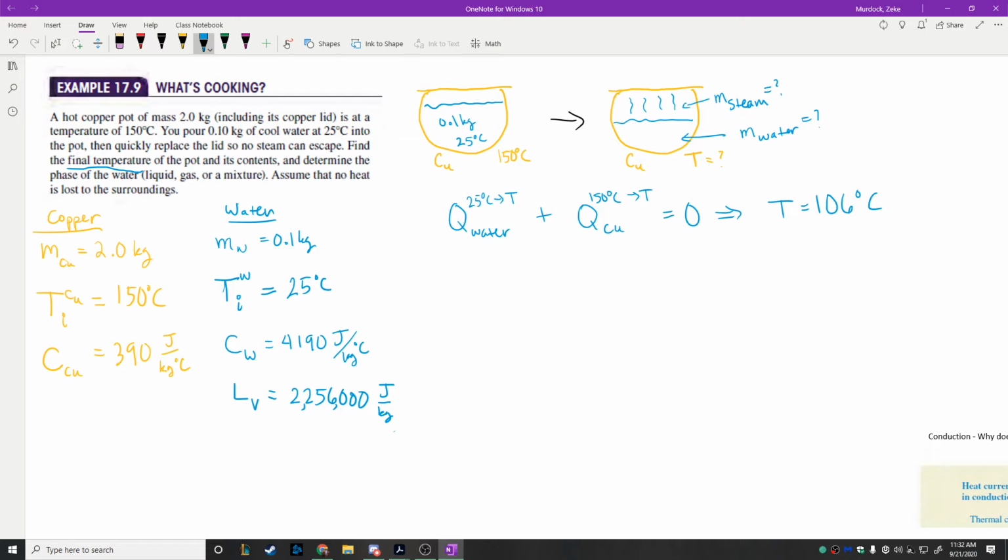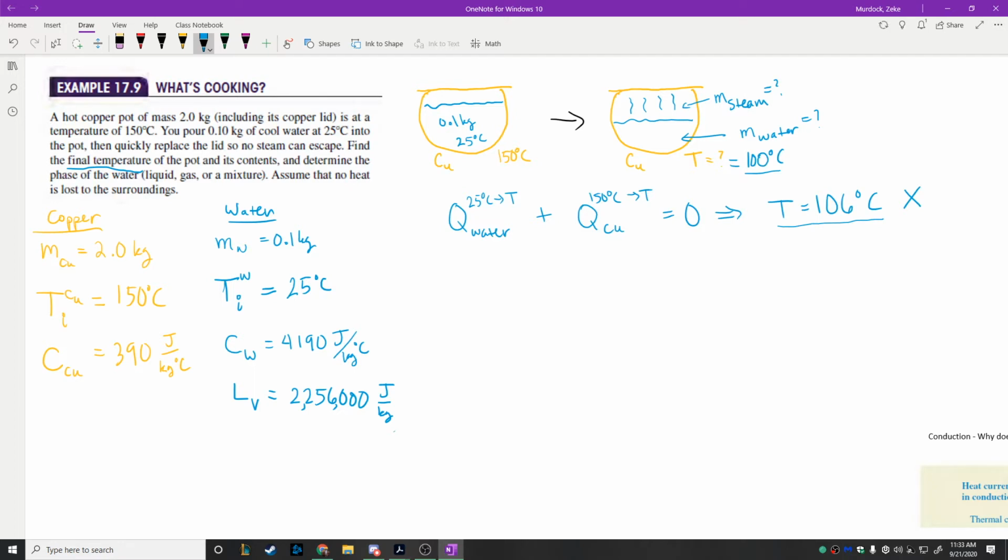So this is not right, because this is higher than the temperature of liquid water. It implies that some of the water at least must be steam. So if we know now that some of the water is steam, what does that mean about the final temperature? Do we know what it is? If you have a mixture of steam and water, what does the final temperature have to be equal to? It has to be 100 degrees Celsius, exactly. It has to be 100, not 106, but exactly 100.